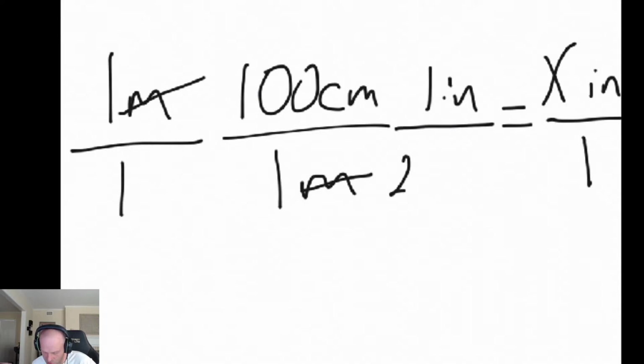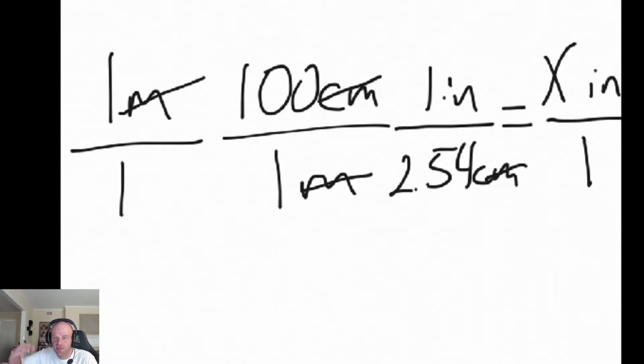And then the 2.54 centimeters goes on the bottom, and we know that's correct because I can cancel out centimeters. Okay? So the way you set up these problems is so that you cancel out the units as you multiply and end up with just what you're looking for in the solution, which is inches in this case. So now I can go through here and multiply 100 divided by 2.54.